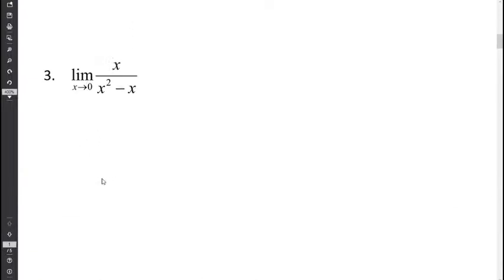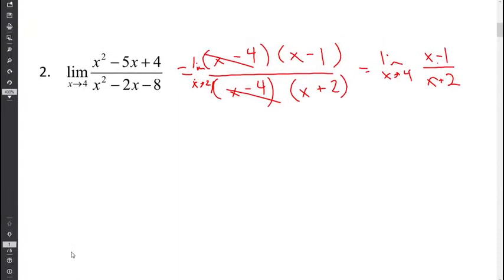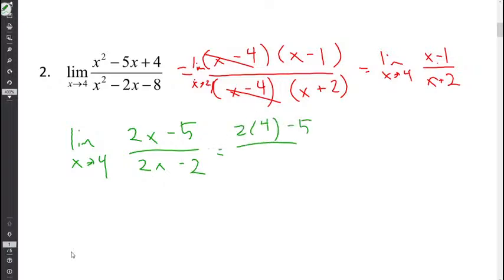How L'Hopital's rule would look for that one is that this equals the limit as x approaches 4, with L'Hopital's rule, of the derivative of the top over the derivative of the bottom, because these are both differentiable. The top is 0, the bottom is 0. So you'd have to explain that out first, and then say, therefore, we can use L'Hopital's rule, and that equals the limit as x approaches 4 of that over that, which is 2 times 4 minus 5 over 2 times 4 minus 2.